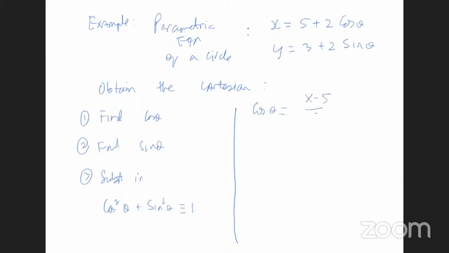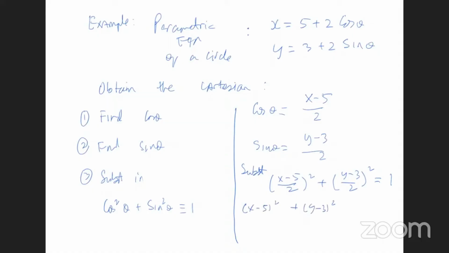Cos theta is (x minus 5) over 2, right? And then sine theta is (y minus 3) over 2. And then when you substitute, you're going to get ((x minus 5) over 2) squared plus ((y minus 3) over 2) squared is equal to 1. And if you square it out, you'll get (x minus 5) squared, (y minus 3) squared, and you have 4 underneath. So you can multiply everything by 4. And you'll get something like that. That is your Cartesian equation.